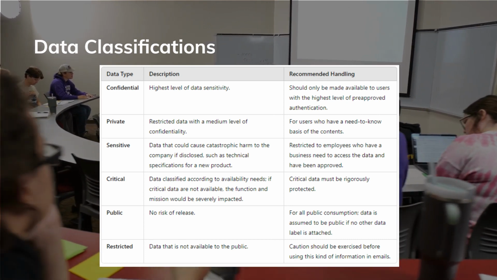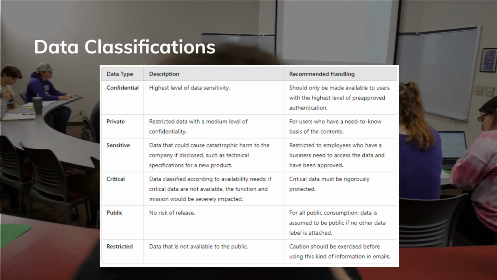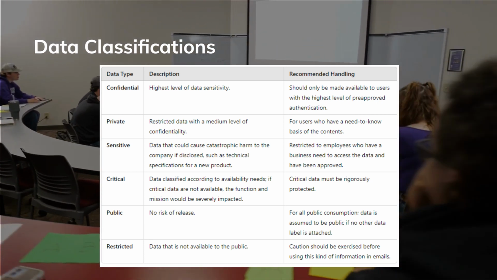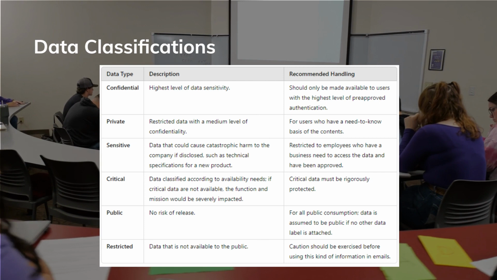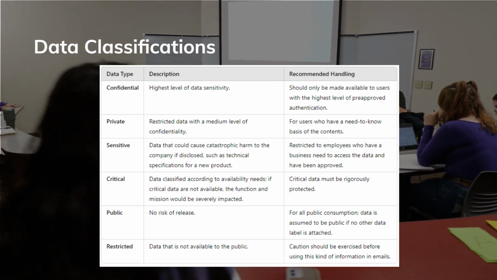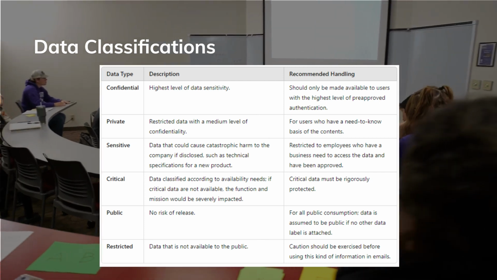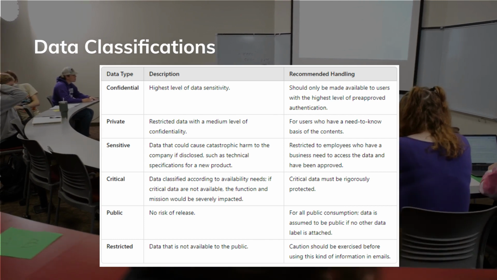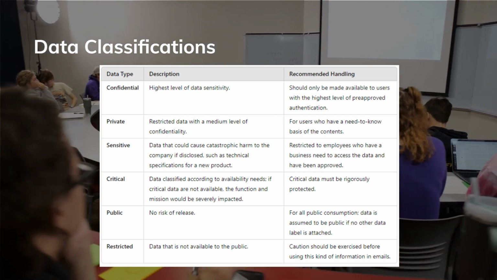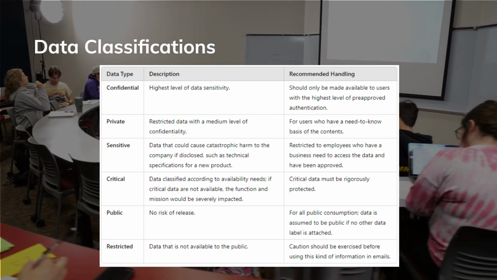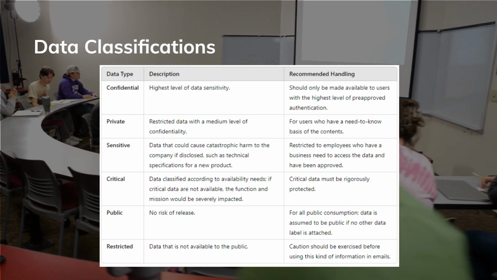Critical data. The availability of critical data is crucial for the organization's operations. Protecting this data involves ensuring it is always available and secure. This includes regular backups, robust disaster recovery plans, and stringent security measures to prevent unauthorized access or loss.